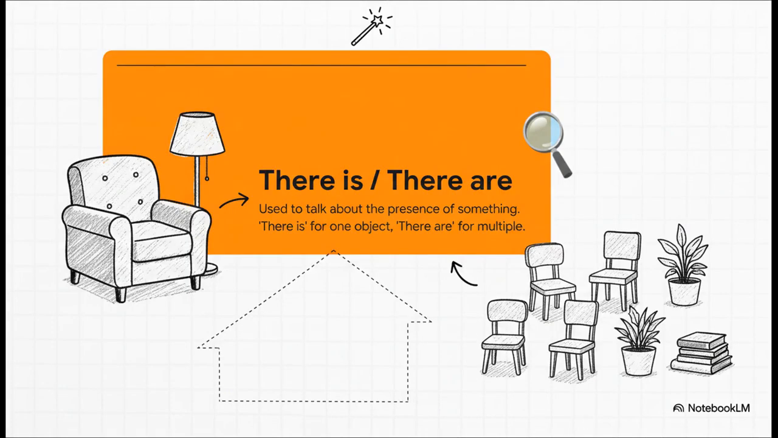And this is basically the magic wand of description. There is and there are. The rule is super simple. There is for one thing, there are for more than one. It's how we declare that something exists in the space we're describing. It's like the linguistic equivalent of physically placing an object down in a room.